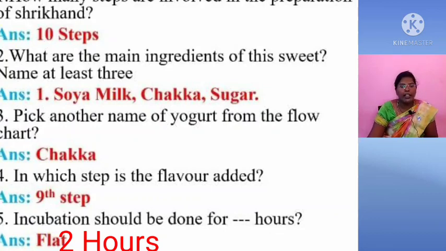Third question: pick another name for yogurt from the flowchart. Another name for yogurt is chakka. In which step is flavor added? In the 9th step we are adding flavor to this sweet. Incubation should be done for dash hours. Incubation means giving temperature to the milk, and it is for 2 hours. The answer is 2 hours.